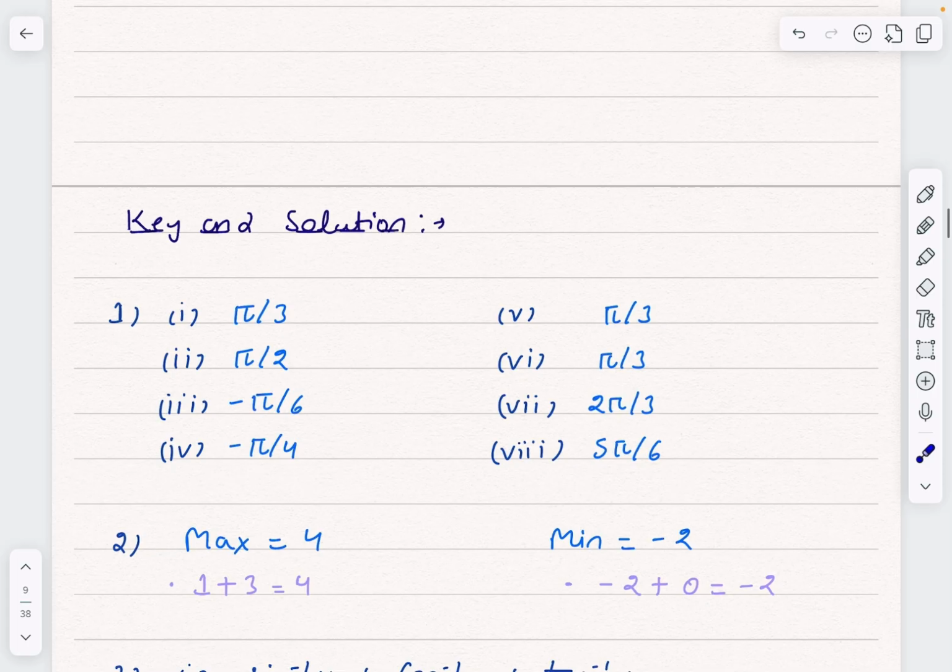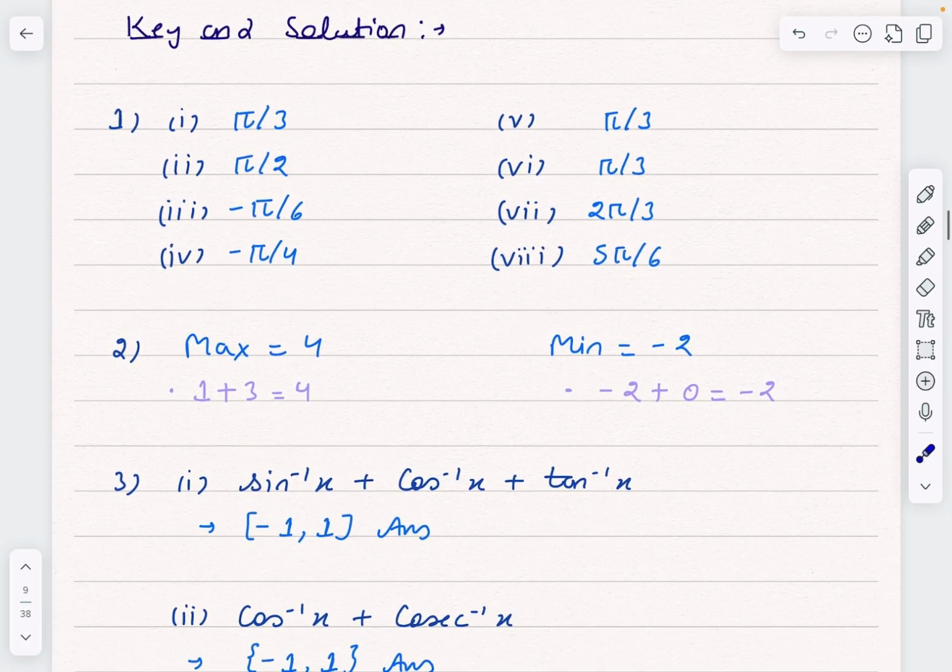So first, I think directly you can check: pi by 3, pi by 2, minus pi by 6, minus pi by 4, pi by 3, pi by 3, 2 pi by 3, 5 pi by 6. Second is just maximum value is 4, minimum value is minus 2. Maximum will be 4 when first is 3 and second is 1, so 1 plus 3 is 4. And for minimum, first will be minus 2, second will be 0, you get minus 2. I hope these first two problems are clear to everyone.